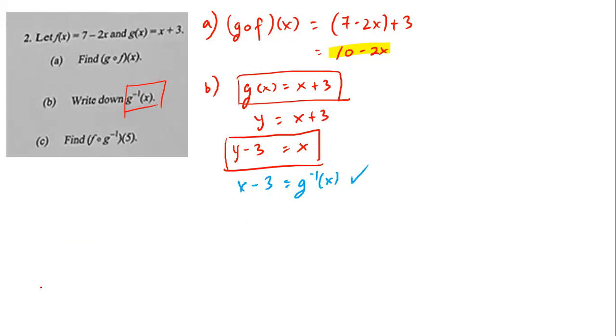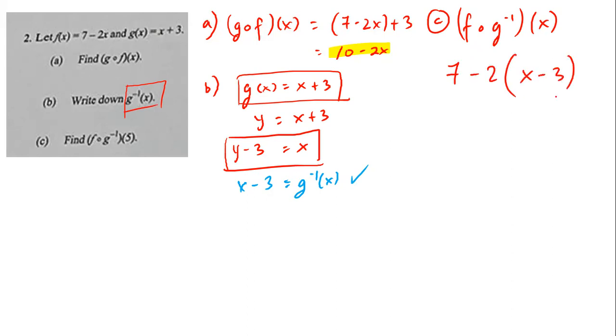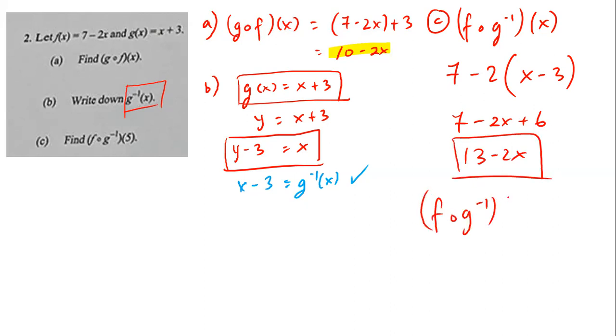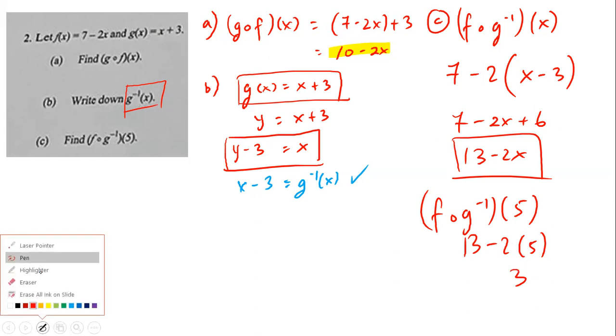Now part C, all right, part C, find the f o g inverse and then x first. By 7 minus 2x is x minus 3, yeah. 7 minus 2x plus 6, so it's equals to 13 minus 2x. When the question asking you like this, 5, you just input 13 minus 2 multiplied with 5 is equals to 3. That's for number 2.